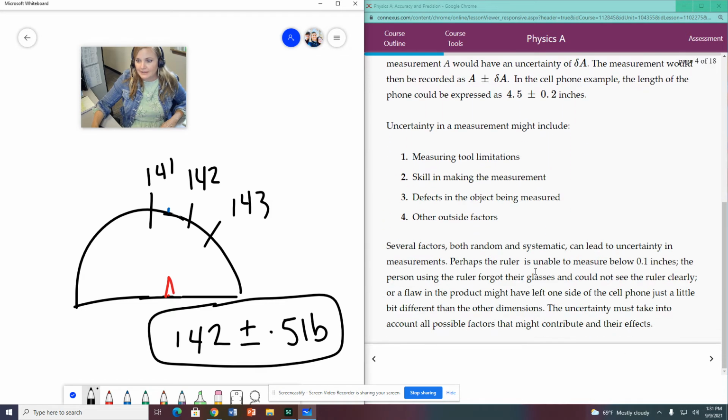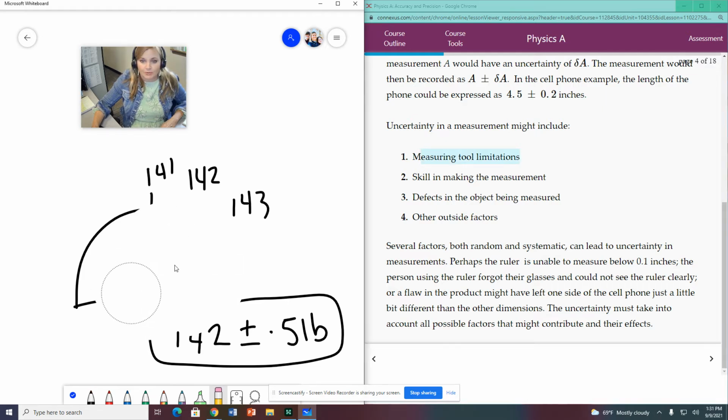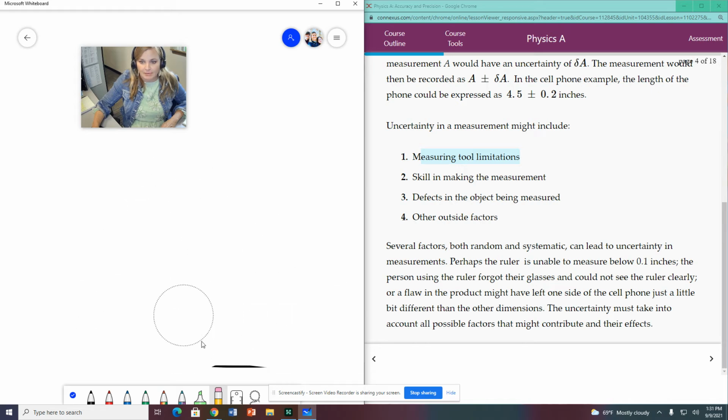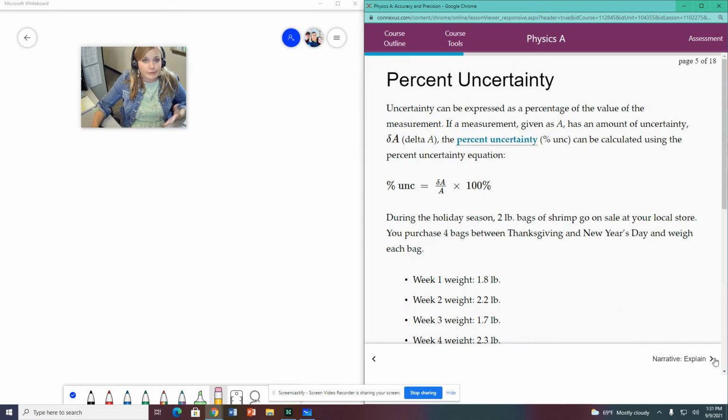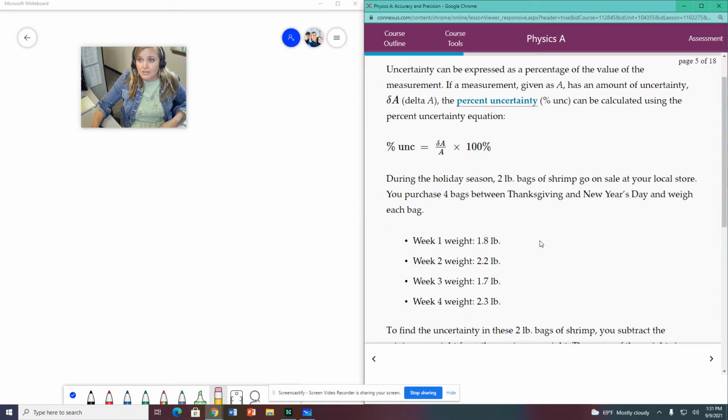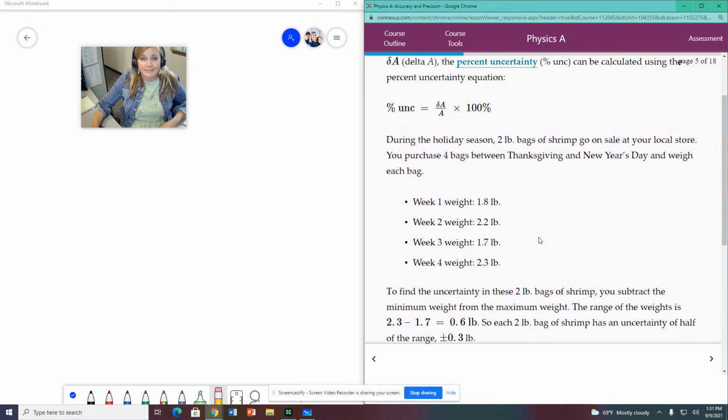Okay, and it's also telling us here that one of the main reasons for uncertainty is the measuring tool limitations, which is what we went through with the different rulers that I showed you a minute ago. And that applies to all devices, graduated cylinders, scales, thermometers. So then it talks about percent uncertainty. Percent uncertainty is how we can take that plus or minus 5 pounds and convert that to a percentage. And it tells us that oftentimes you can look at a whole range of values, come up with your uncertainty, and then apply that and come up with a percent uncertainty.